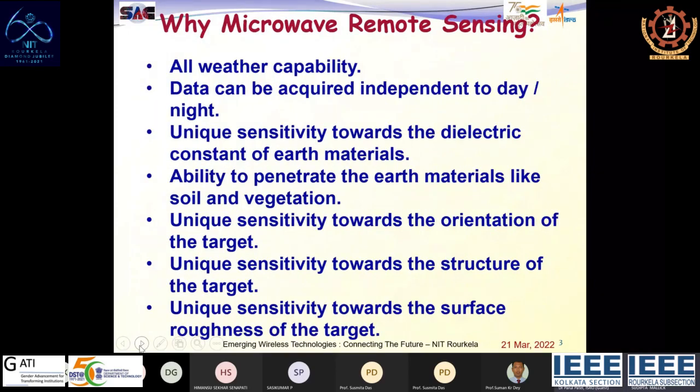I have already described the unique sensitivity of microwave remote sensing towards Earth observations, Earth targets. Next, please.